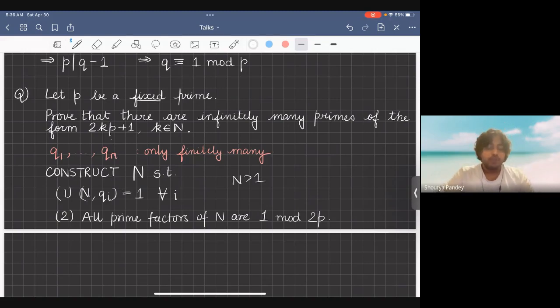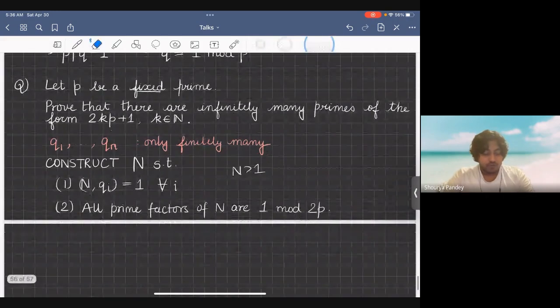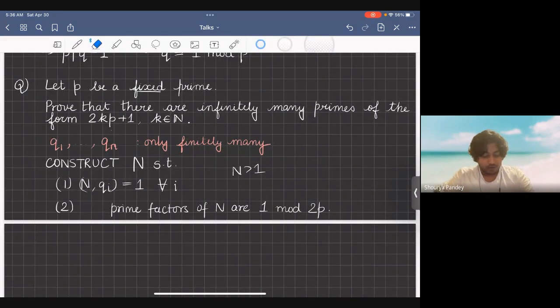This will suffice because, in fact, even if you show that there exists a prime factor of n that is 1 mod 2p, then we are done, right? Because then this prime factor is a new factor of this form 1 mod 2p, and it's different from all of the QIs. And so we have a contradiction. So this is the sort of n that we want to construct.